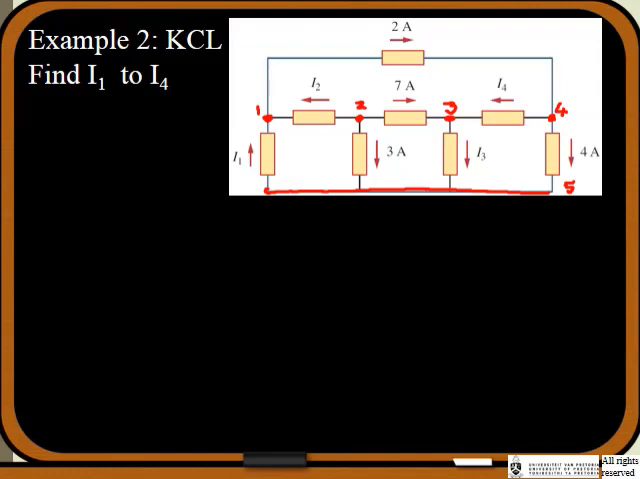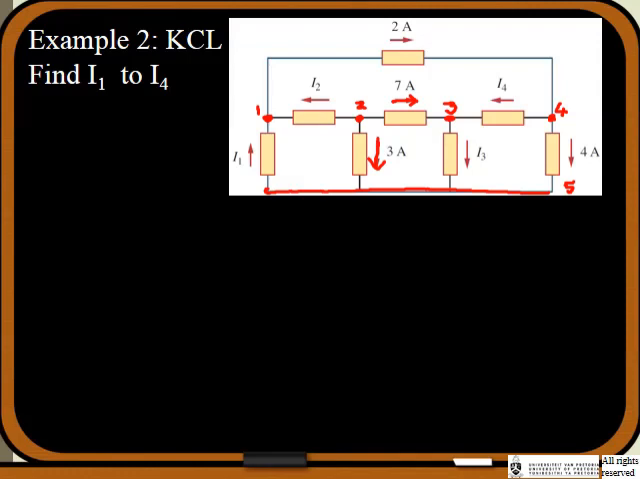So again, we're looking for a node where there's only one unknown. At node number 1, I1 and I2 are coming in, so there are 2 unknowns. Node number 2, we've got 3 amps going out in this direction. There's 7 amps going out in that direction, and I2 going out as well. So there's only one unknown, I2. So we're going to start the whole solution by solving for I2.